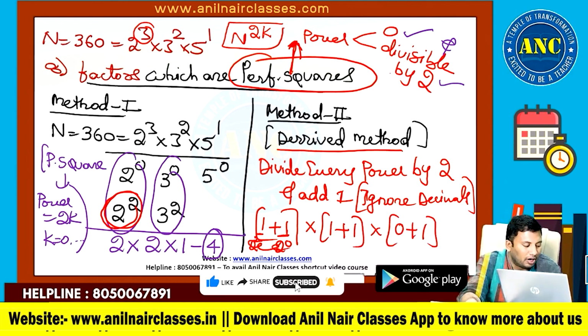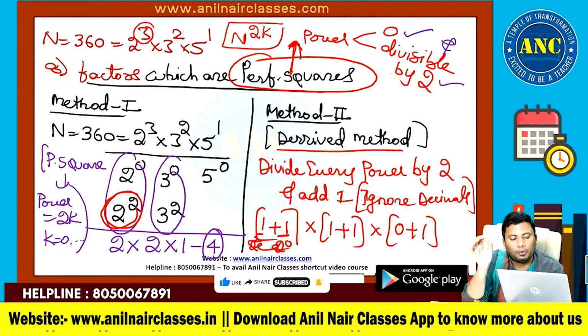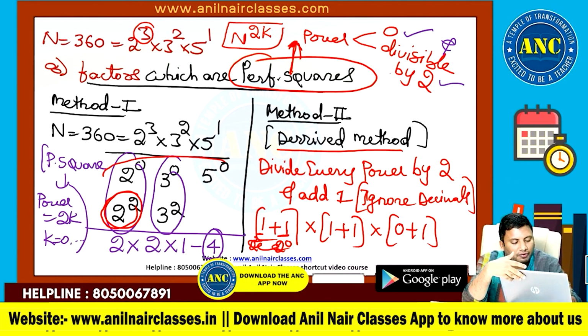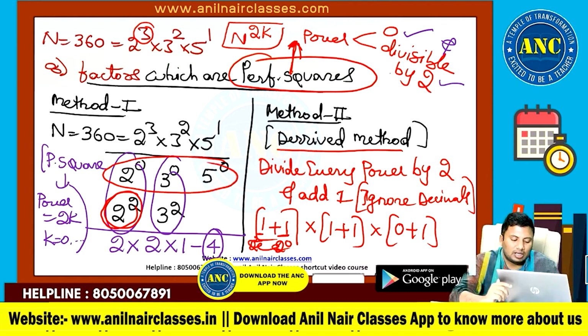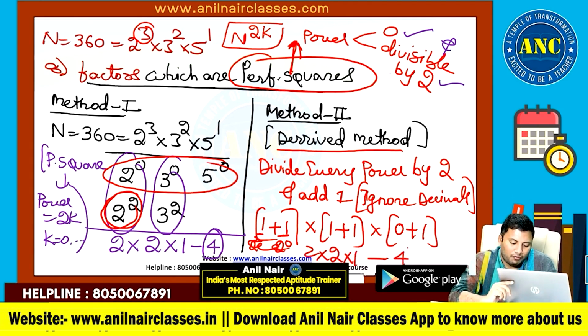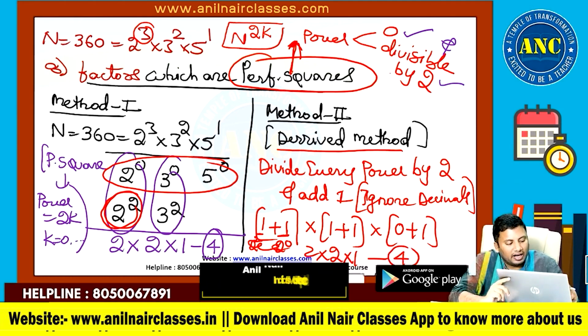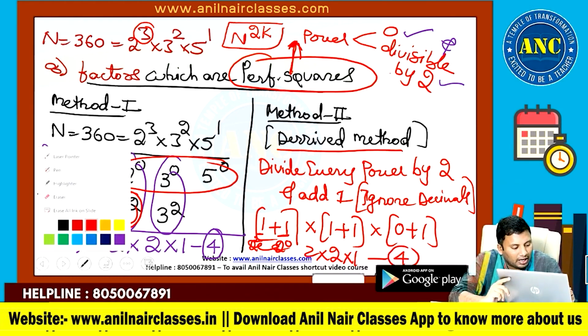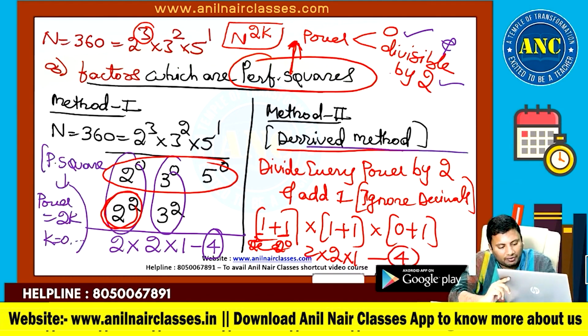I am adding 1 to it. Why? Because 2 power 0, 3 power 0, 5 power 0, which is 1, is a perfect square. So 2 into 2 into 1, 4 is the answer. Divide every power by 2 and add 1. Please make a note of this.